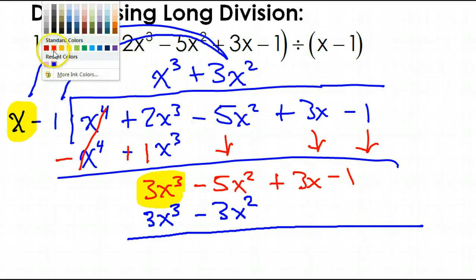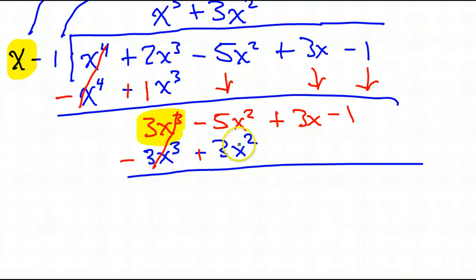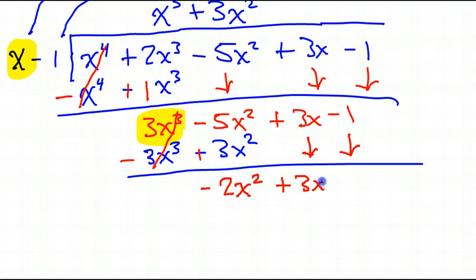Next we subtract by changing the sign. So minus, plus. These are going to cancel out. Negative 5 and positive 3 make negative 2. So this is negative 2x squared. And then we'll bring the rest down. So plus 3x minus 1. And now we start over again.